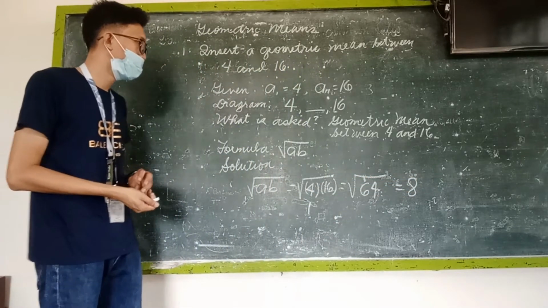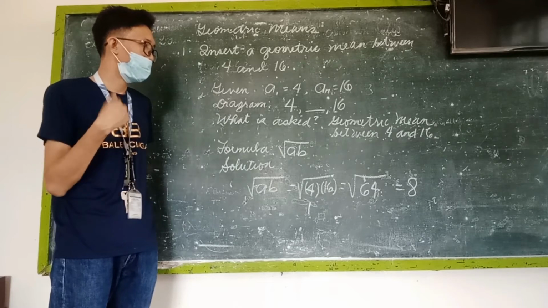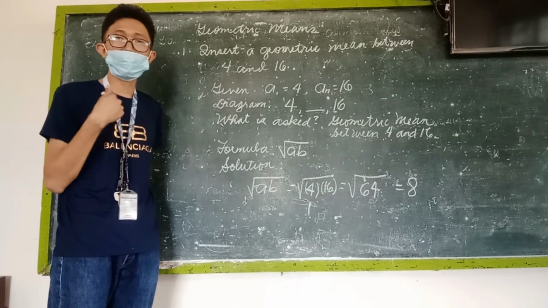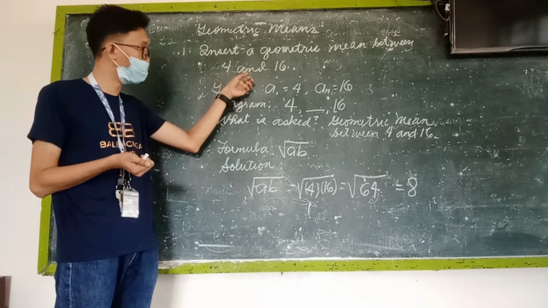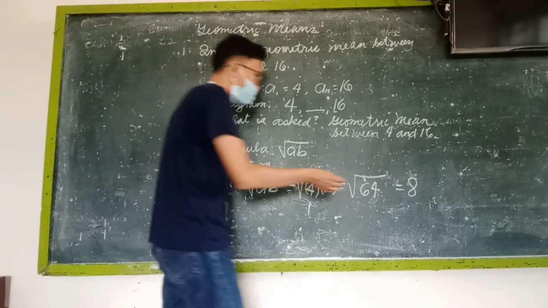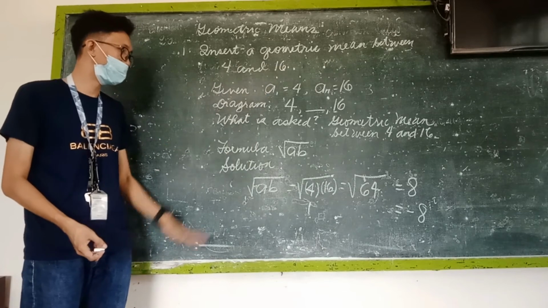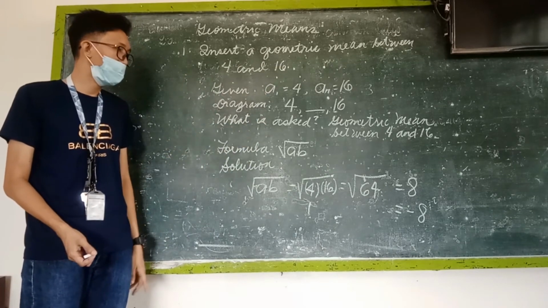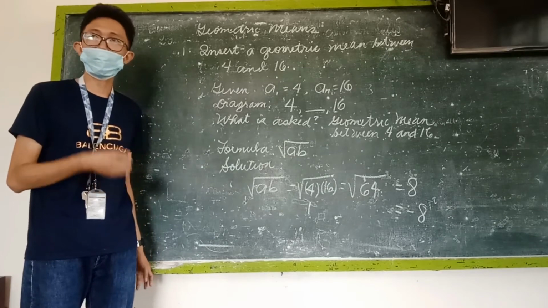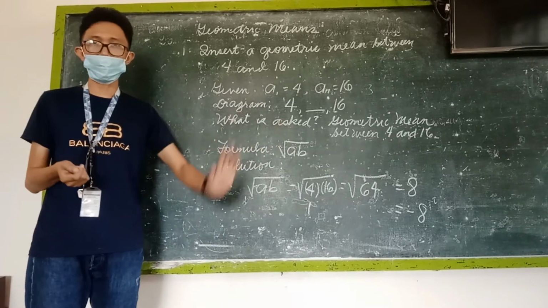Now the question here is, is negative 8 accepted as a geometric mean between 4 and 16? Theoretically, negative 8 is still an answer. Why? Since we can have a common ratio that is negative. So we have 4, negative 8, then times negative 2, negative 8 times negative 2 is still positive 16. So we can say that negative 8 is also an answer to the geometric mean between 4 and 16. So the answer will be positive 8 or negative 8, in the sense that we are not restricting the common ratio to only positive connotation. So we are still accepting the fact that the geometric mean can also be negative. So the answer will be 8 or negative 8.